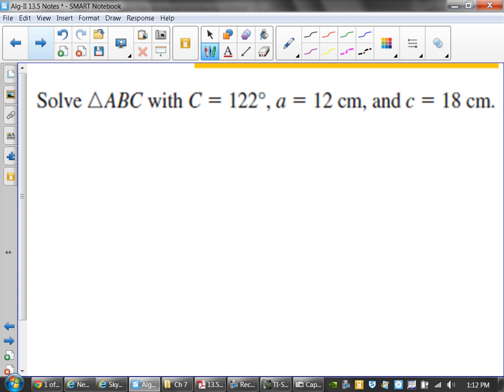So, in this case here, I have triangle ABC. I've got a given angle of C at 122 degrees. Side A is 12, side C is 18.